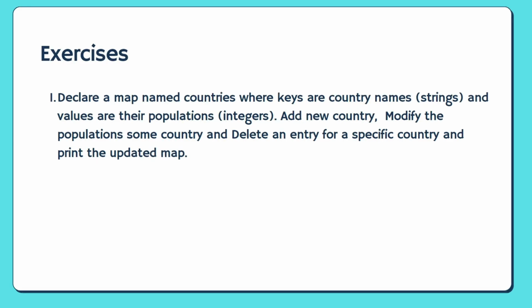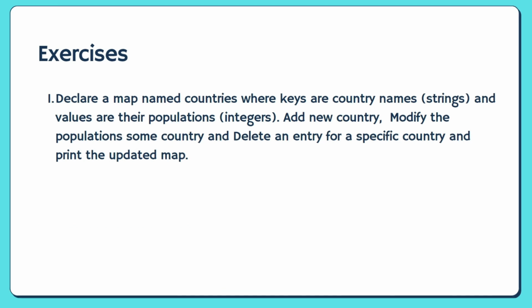Exercises. Declare a map named countries where keys are country names, strings, and values are their populations, integers. Add a new country. Modify the population of some country and delete an entry for a specific country and print the updated map.